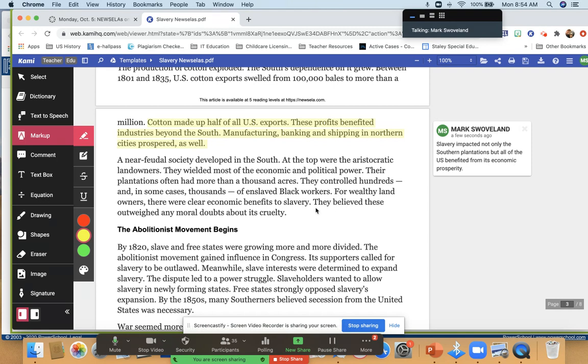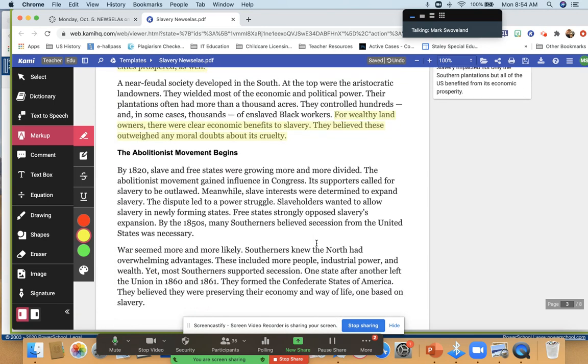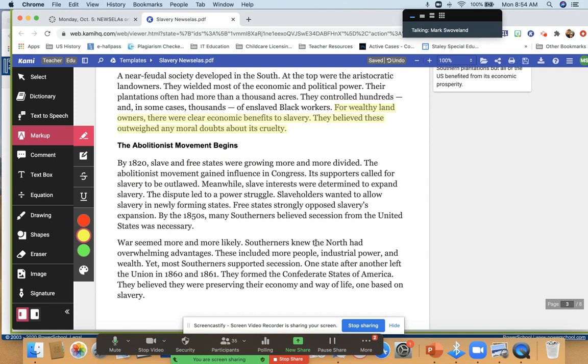Okay, so that's definitely an important thing, right? For many wealthy landowners, there were clear economic benefits to slavery, meaning they made a lot of money. They believed these outweighed any moral doubts about its cruelty.